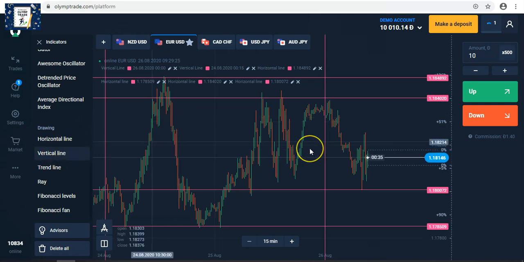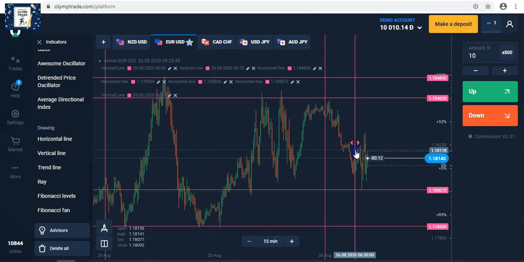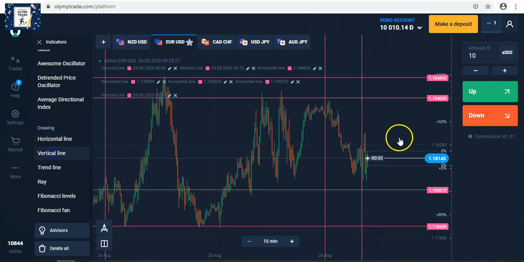So now the second thing we want to do is to identify the session timings. Now the key with the session timings is to take the first 2 hours of the London session and the first 2 hours of the New York session. So again, let's take a vertical line and identify that. So what we're going to look at is the beginning of London, which is 8. So we're going to place that right here. And this is 8, and then we're going to take another one and place that at 10. So that is the 2 hours.